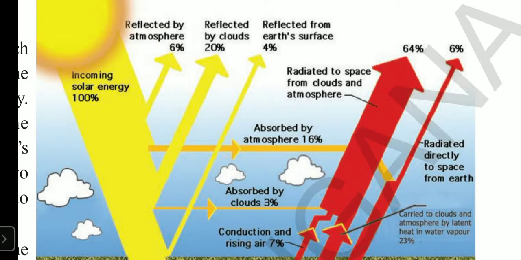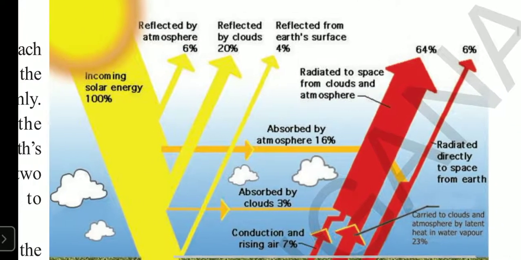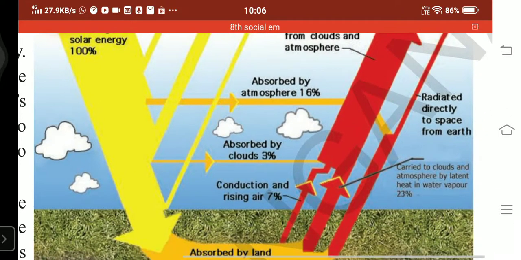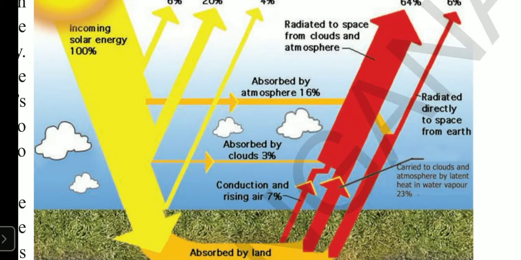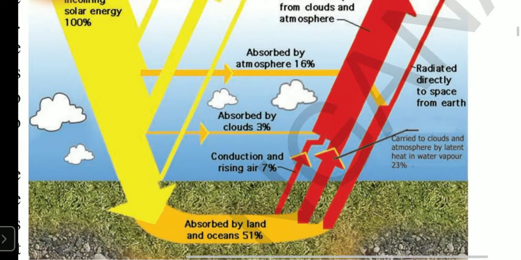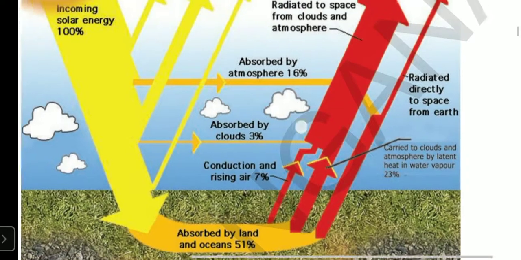And the atmosphere absorbs 16 percent. Here there is an arrow mark, right? The atmosphere absorbs 16 percent, clouds absorb 3 percent, and the conduction and rising air. When the air becomes hot near the Earth's surface, it rises. So rising air also absorbs 7 percent of the radiation, that is insolation, right?